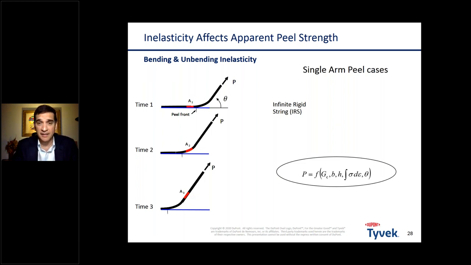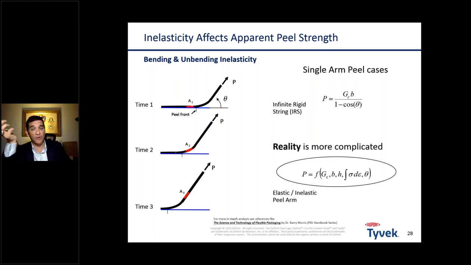So if we have an infinitely rigid string, that would mean that top line, that black line, would be infinitely rigid. There would be no issues with it. Then we can come up with a very simple formula for what's happening during the peeling of my material. But the reality is that real films, real materials are not infinitely rigid, and so the formula is much more complicated.